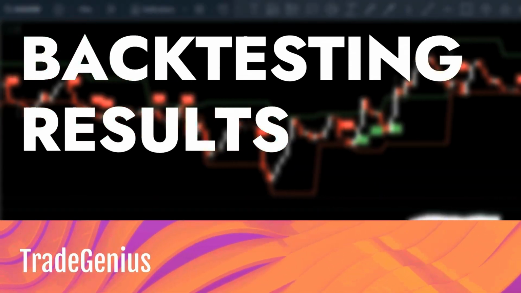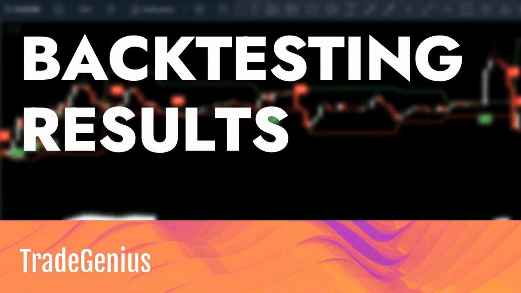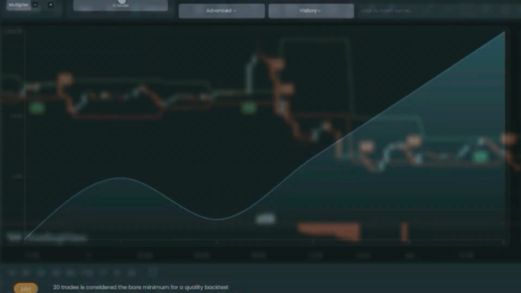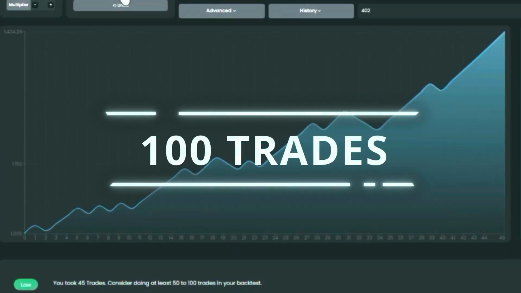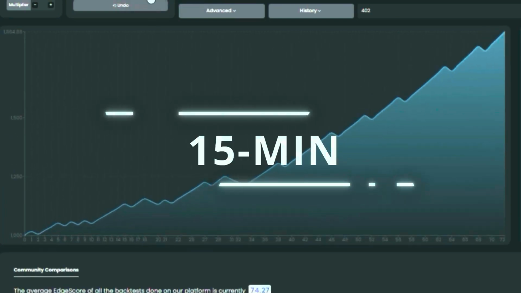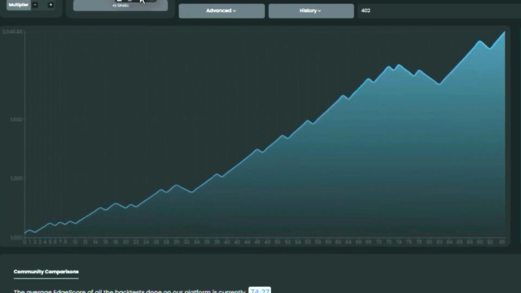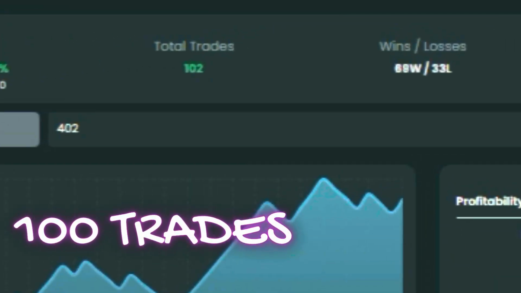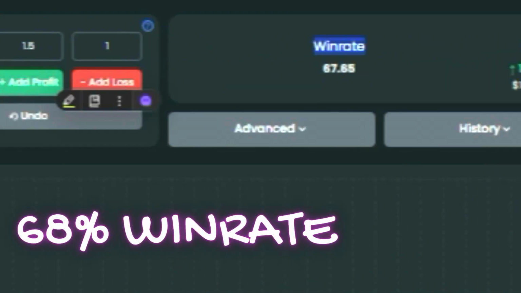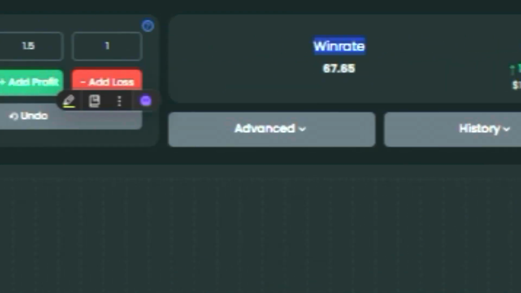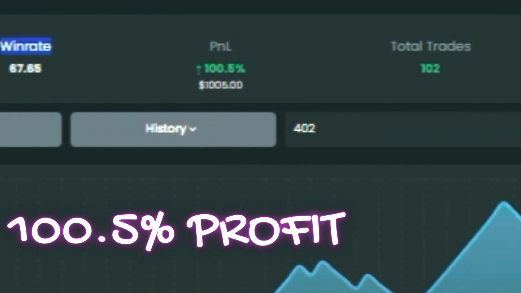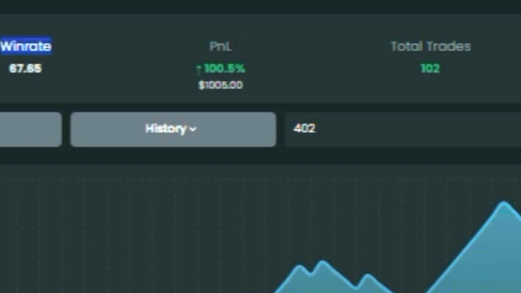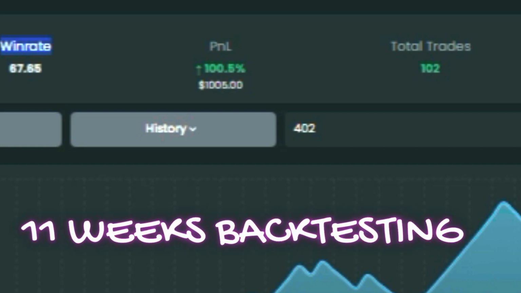Alright, it's time to talk about backtesting results. We put this strategy to the test with a risk-reward ratio of 1 to 1.5, taking 100 trades on the gold chart with a 15-minute time frame. And here's what we found. Out of 100 trades, 68% were winners. Not bad, right? The total profit came out to a whopping 100.5%. We ran the backtest over 11 weeks to cover a decent amount of time.